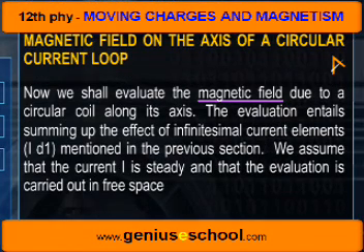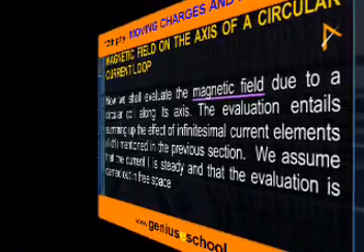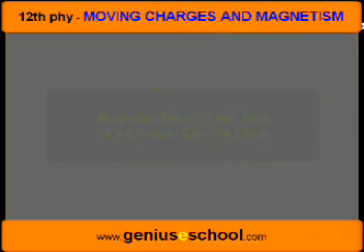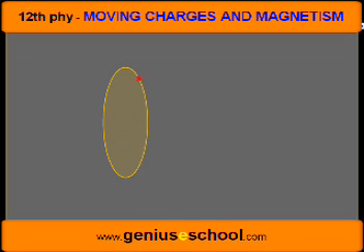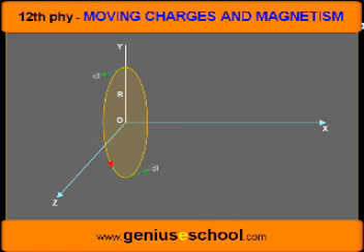Magnetic field on the axis of a circular current loop. Magnetic field on the axis of a circular loop. In this circular loop carrying steady current I, the loop is placed in the y-z plane with its center at the origin O and has a radius r. The x-axis is the axis of the loop.